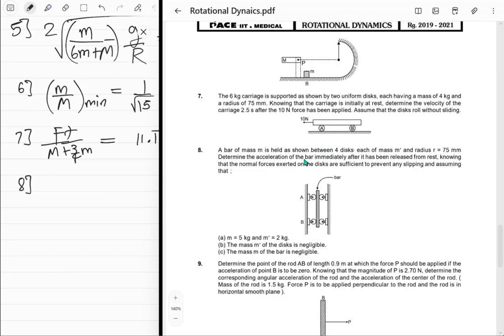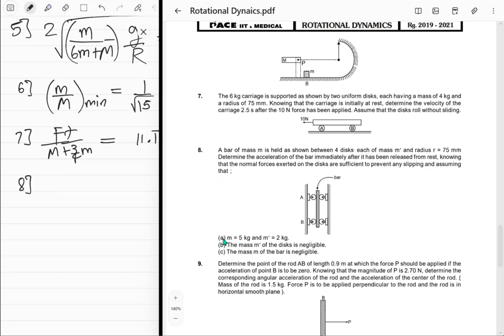A bar of mass m is held as shown between 4 discs, each of mass m dash and radius r equal to 75 millimeter. Okay, it's like this thing, but different. Determine the acceleration of the bar immediately after it has been released from rest, knowing that the normal forces exerted on the disc are sufficient to prevent any slipping.